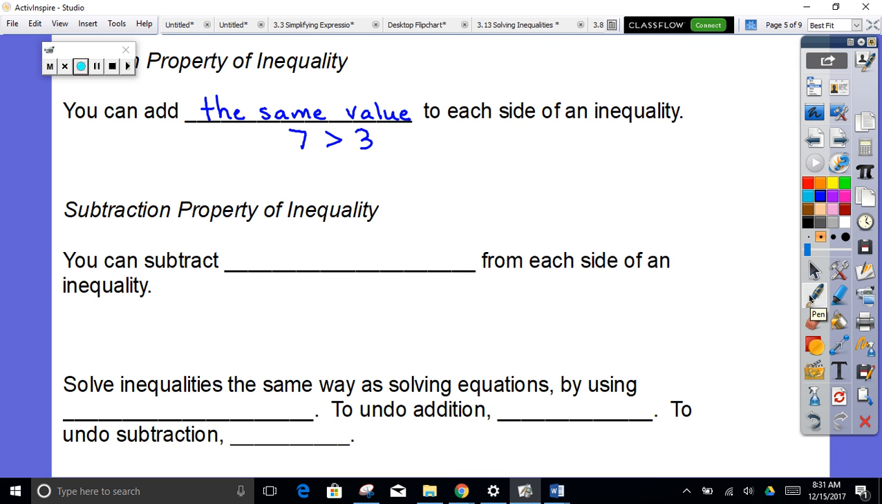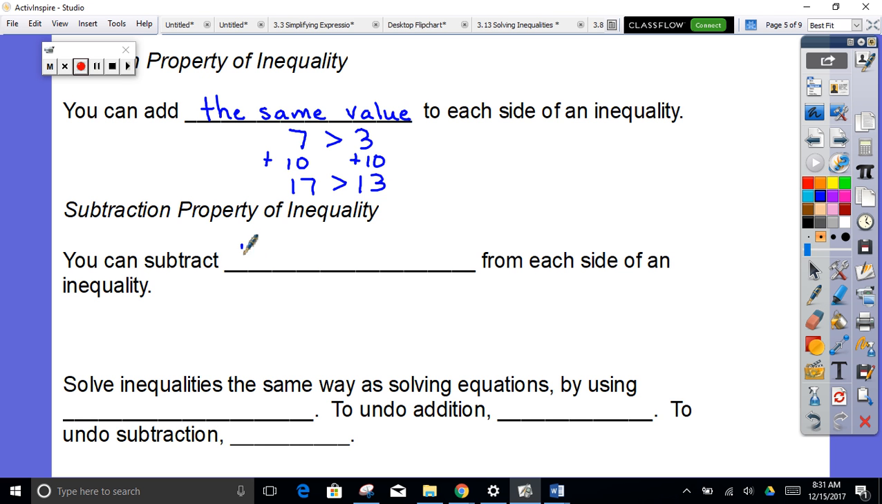So, Devin, pick a number, positive number. 10. Okay, so if I add 10 to both sides, I have 17 is greater than 13, and that is still true. No matter what I add or subtract to each side, that inequality will still be true. Do you believe me, or do we need to try a different number? I believe you.